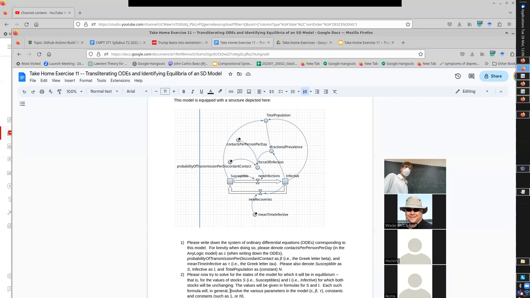So let's go through this, ladies and gentlemen. We want to solve this. And one thing you could note from this is, if you want to solve this, you've got this equation here equals zero, right?